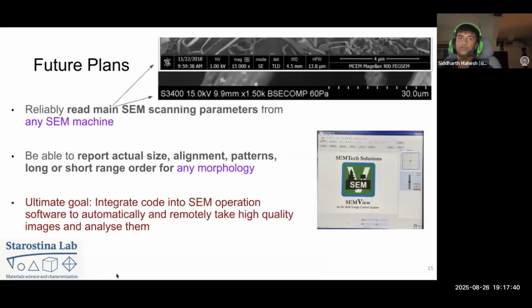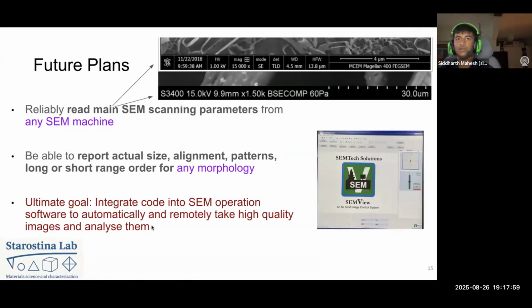Okay, as for future work, our first step is to ensure the system can reliably read the main scanning parameters directly from any SEM machine. Right now, a lot of these parameters have to be entered manually, which can slow things down or introduce errors. By automating this process, we'll make the analysis more consistent and adaptable.